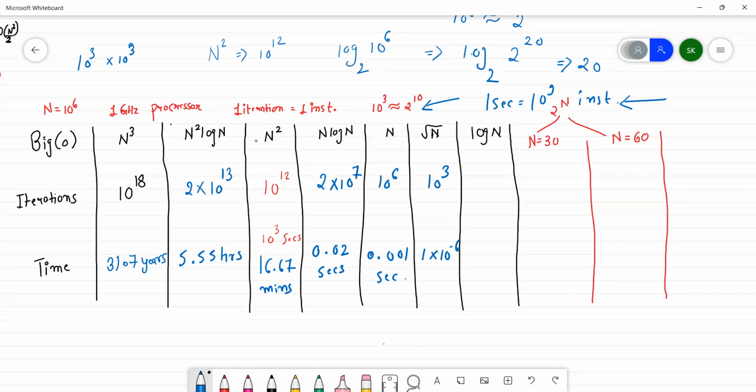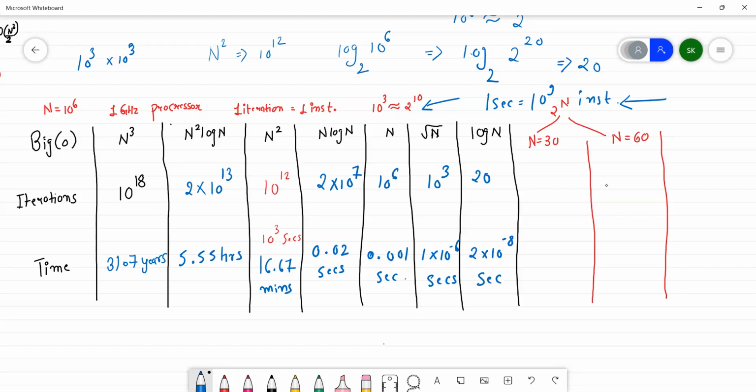And here it will be approximately 1 into 10 to the power minus 6 seconds. You can add all the zeros in front, 0.000001 seconds. That much is the value going to be. Log n is going to be 20, and if you try to find the time for this, it is going to be 2 into 10 to the power minus 8 seconds.